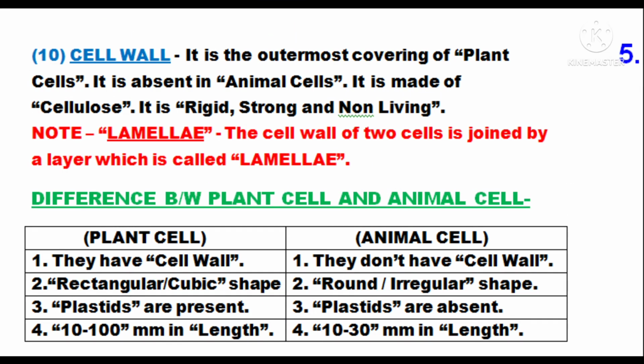10. Cell wall. It is the outermost covering of plant cells. It is absent in animal cells. It is made of cellulose. It is rigid, strong and non-living. Note: lamella. The cell wall of two cells is joined by a layer which is called lamella.